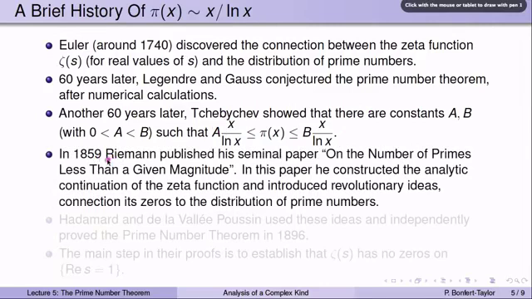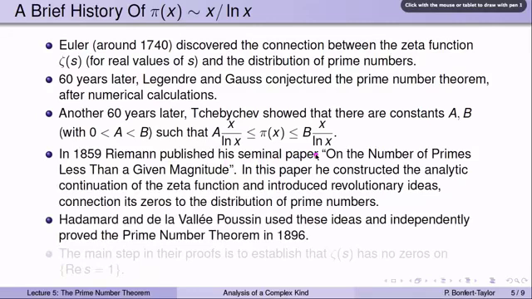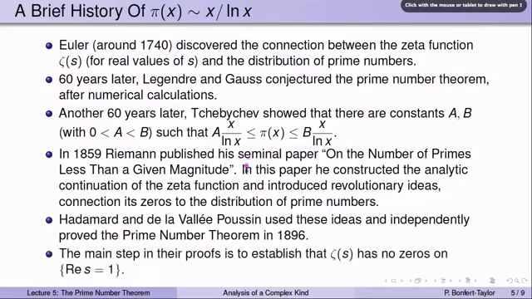In 1859, Bernhard Riemann published his seminal paper on the number of primes less than a given magnitude. In that paper, he constructed the analytic continuation of the zeta function that we spoke about last class and introduced revolutionary ideas connecting the zeros of the zeta function to the distribution of prime numbers. Hadamard and de la Vallée-Poussin used these ideas of Riemann's independently and proved the prime number theorem in 1896. The main step in their proofs is to establish that the zeta function has no zeros on the line where the real part of s is equal to 1.